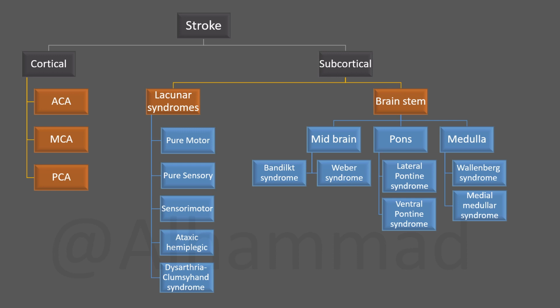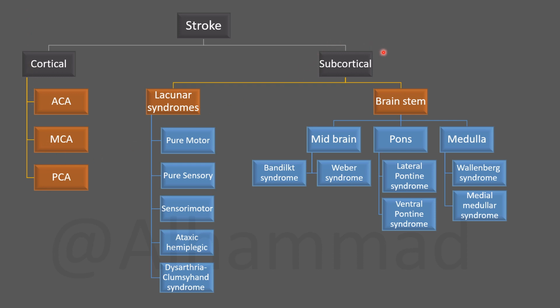So presence of any of these signs suggests that the stroke involves the cortex, and depending on the type of these signs, you can differentiate which lobe is involved. So cortical strokes generally can be divided by the three main arterial supplies to the brain: the ACA, anterior cerebral artery, the MCA, middle cerebral artery, and the PCA, the posterior cerebral artery. And that being said, we have to know that MCA is the most common artery involved in stroke patients.